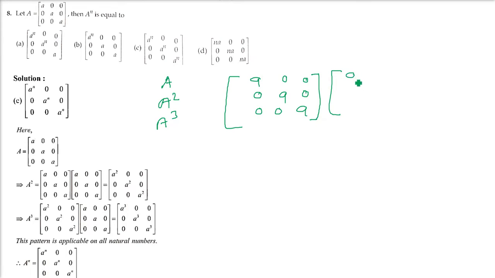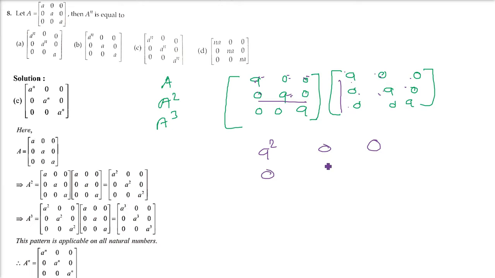So when you multiply this, A 0 0, 0 A 0 and 0 0 A. All others will be 0. Only the diagonal part will become A square, because A into A is A square. 0, 0 is 0. First row, second column: A into 0, 0 into A, 0 into 0, which is 0. Now first row, third column: A into 0, 0 into 0, 0 into A, 0. So there is a proper analogy and proper pattern. Now second row with the first column: 0 into A, A into 0, 0 into 0. Now second row with second column: 0 into 0, A into A is A squared, and 0 into 0. So this is what you are going to get.